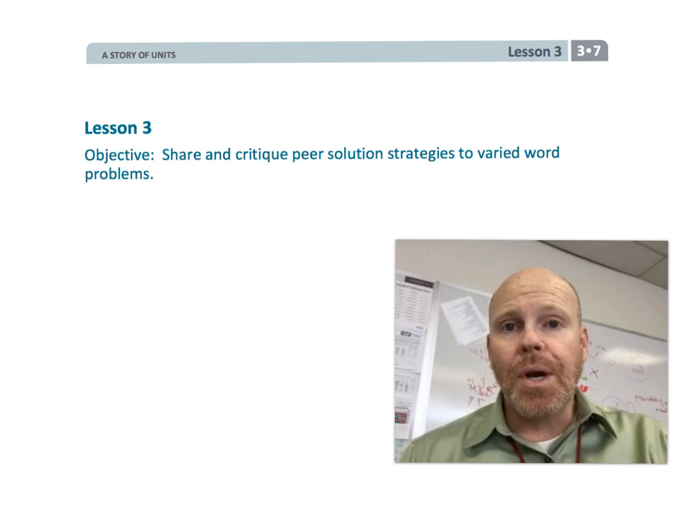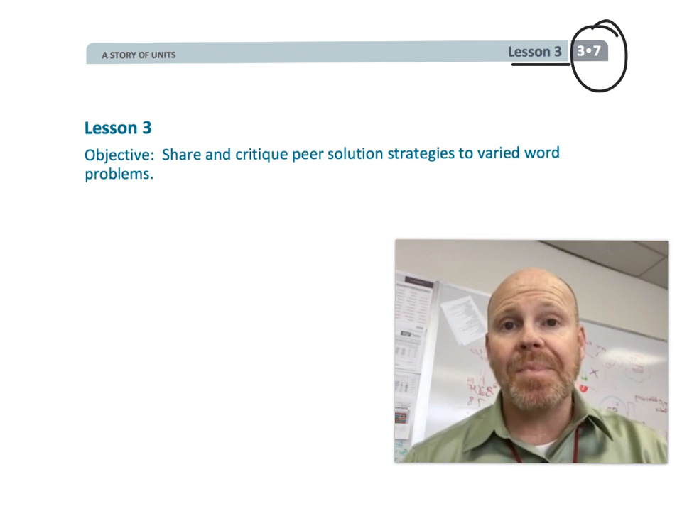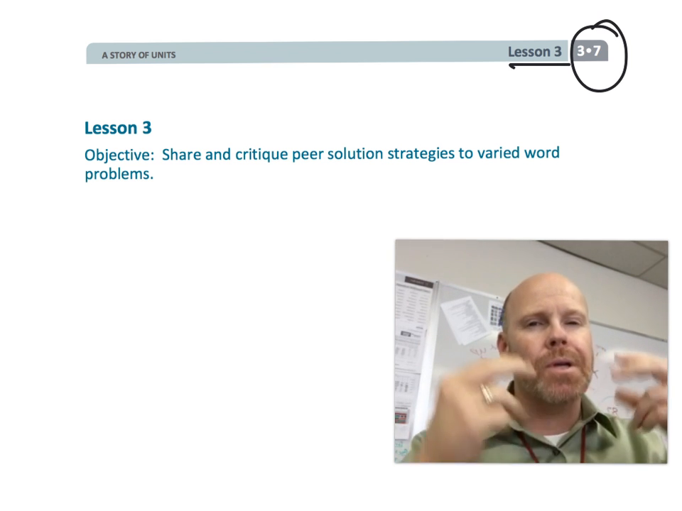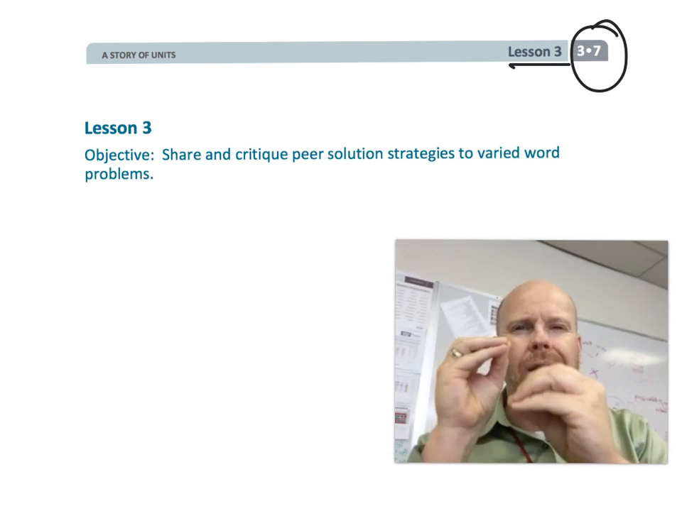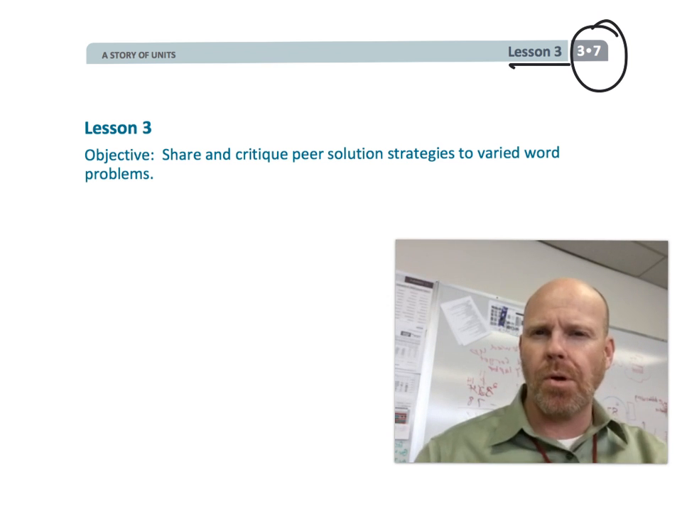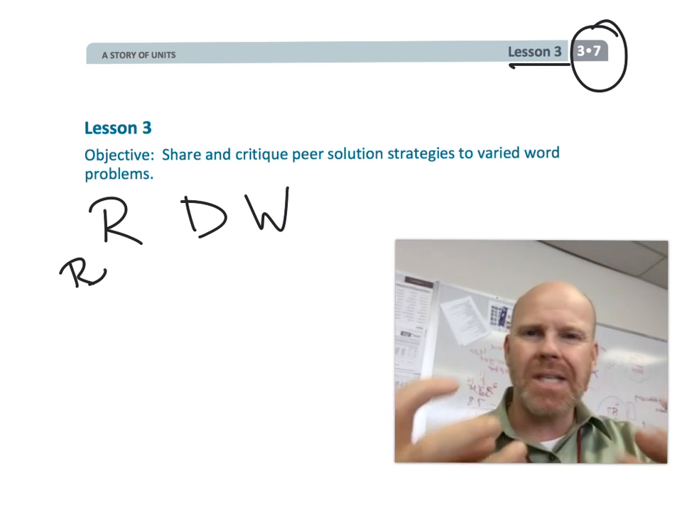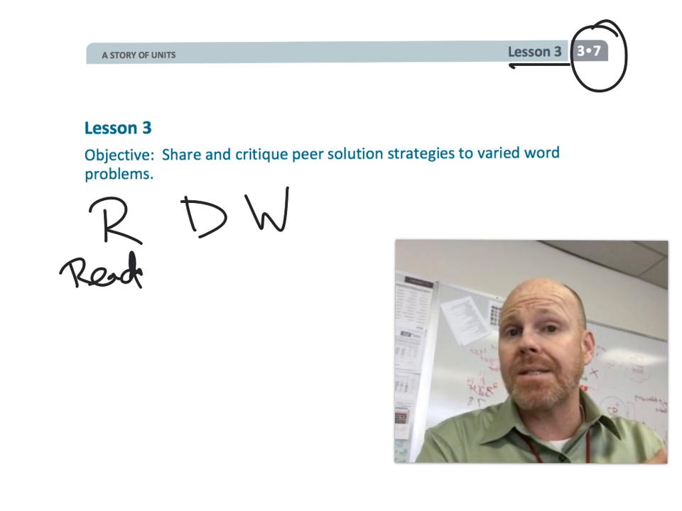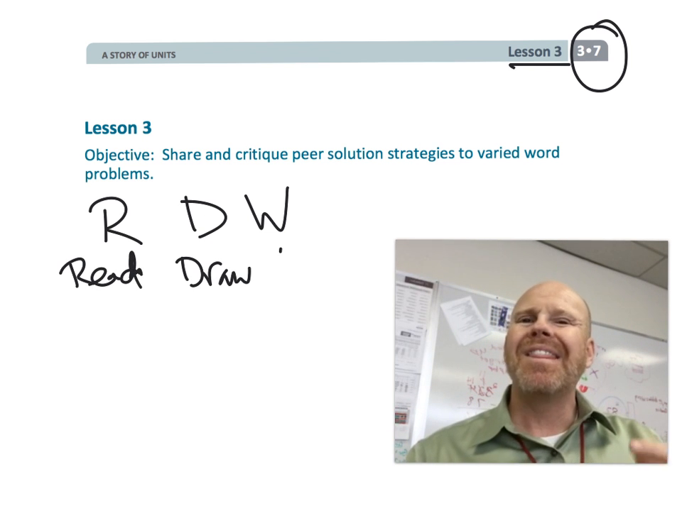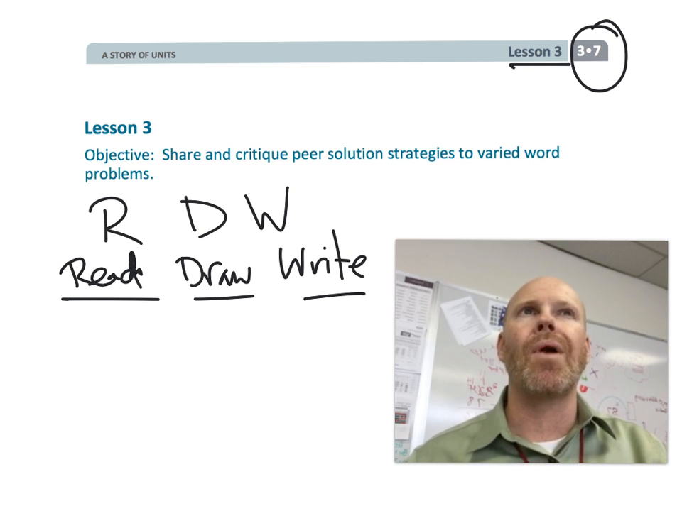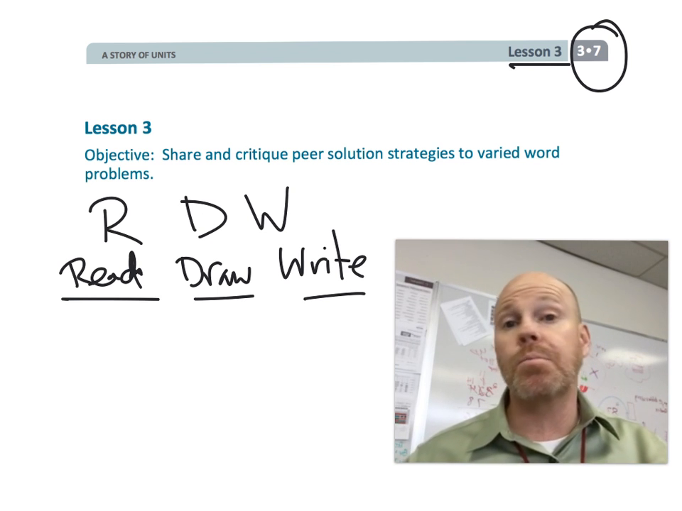All right, this is third grade, Module 7, Lesson 3. And in this lesson, students are going to continue working on word problems. They're going to continue doing that RDW protocol where they read the question, draw their representation of what's going on, and then write some sort of solution method. The idea of this lesson is really just to have students practice that art of problem solving.